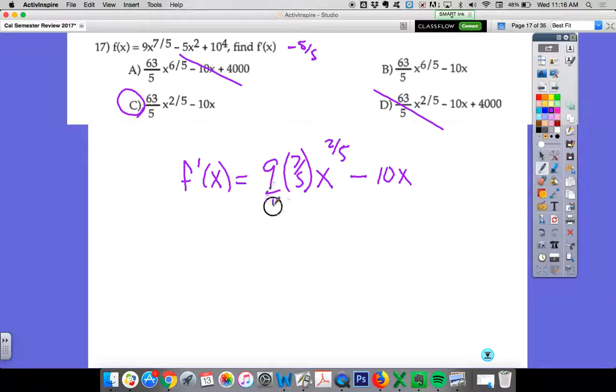But think about it. That's 9 over 1, right? So 9 times 7 is 63. 5 times 1 is 5. So that's where they're getting it from. It's not totally crazy. But yes, use your answers to help you. Hold on, let me write that down.